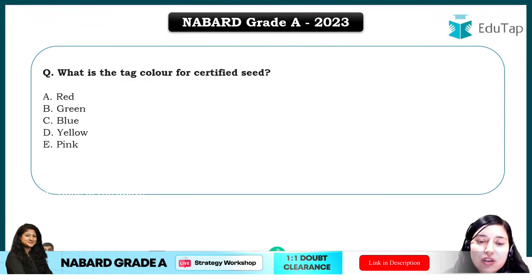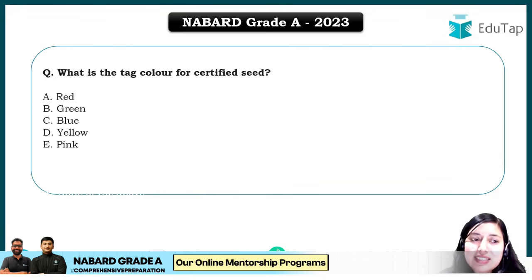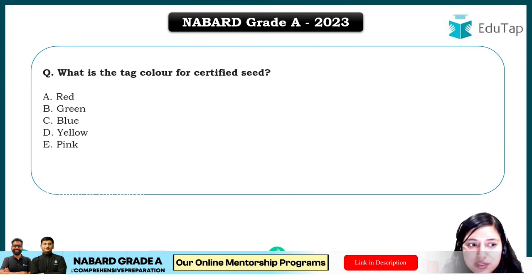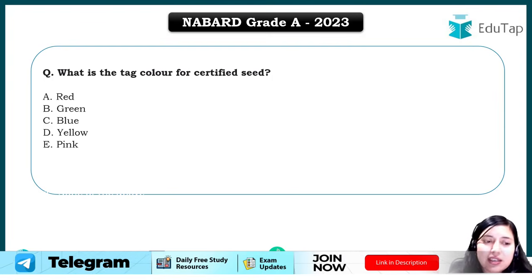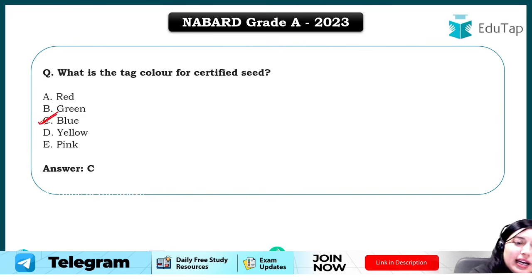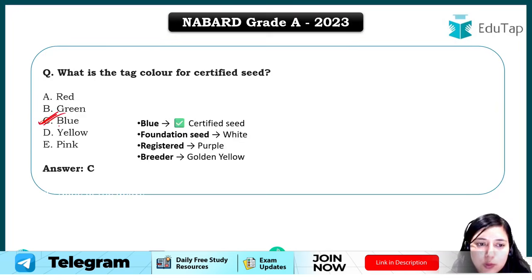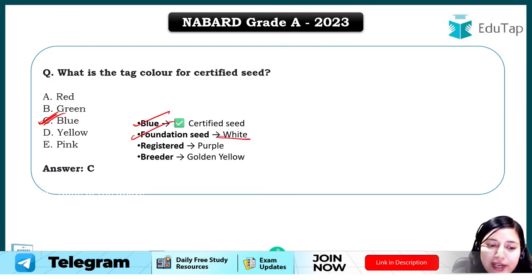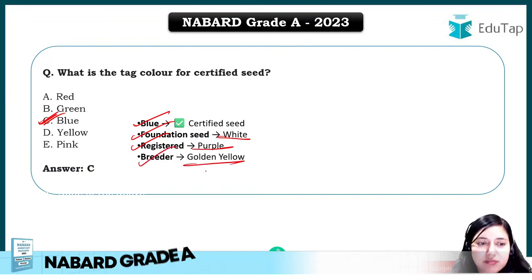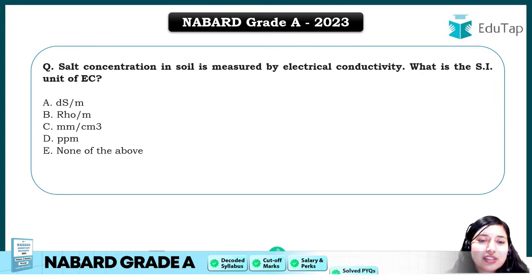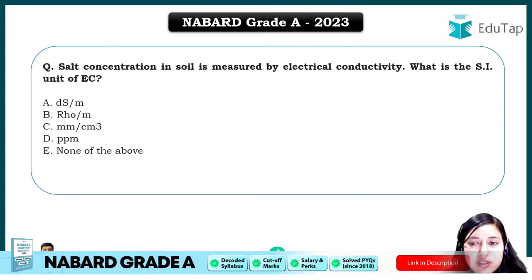What is the tag color of certified seed? Okay, now a question from seed certification. So the seed and sowing topic, right? You have to learn seed certification. Under that you have to learn the tag color of different classes of seed. So here for certified seed, the tag color is blue. Clear? The answer will be option C, which is blue. So for certified seed, it is blue. For foundation seed, it is white. For registered, it is purple. For breeder, it is golden yellow. Clear? Chalo.